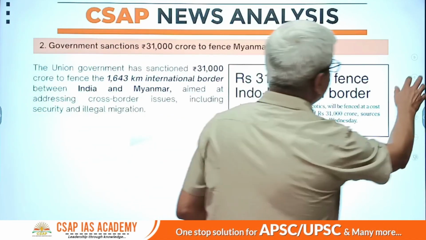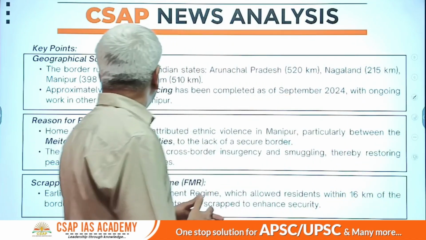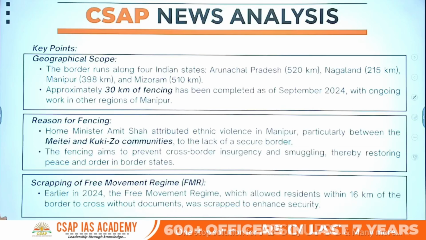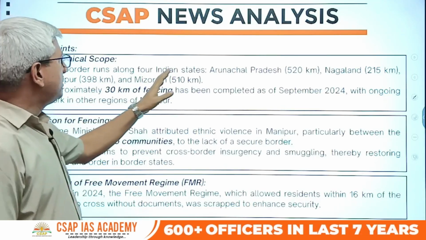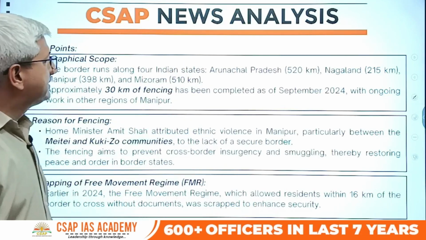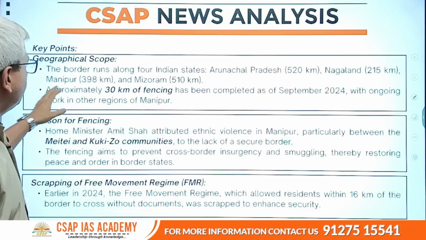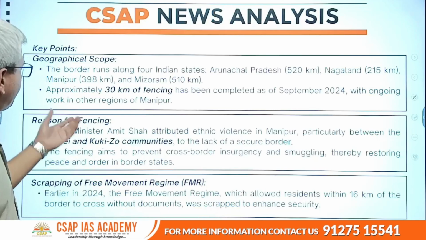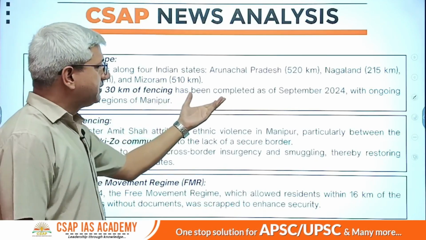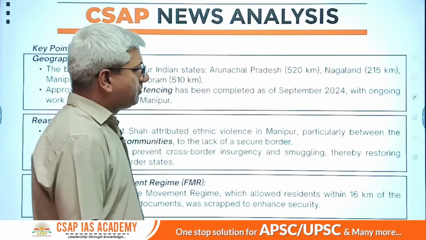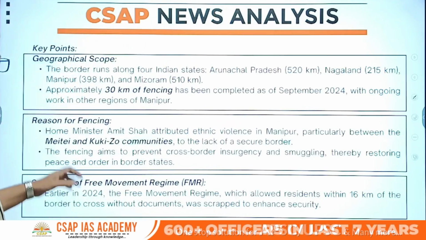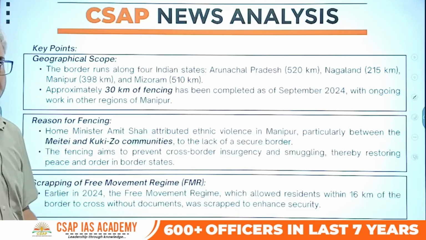Geographical scope: the border runs around 4 Indian states, Arunachal Pradesh, Nagaland, Manipur and Mizoram. Approximately 30 kilometers of fencing has been completed as of September 2024, with ongoing work in other regions of Manipur.